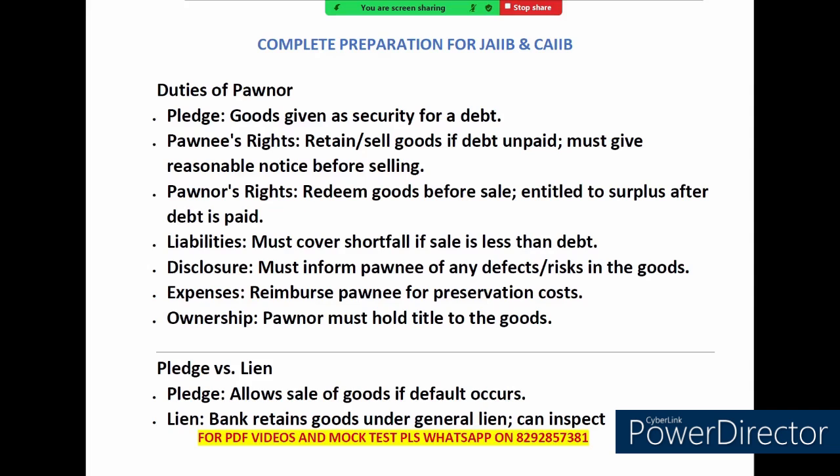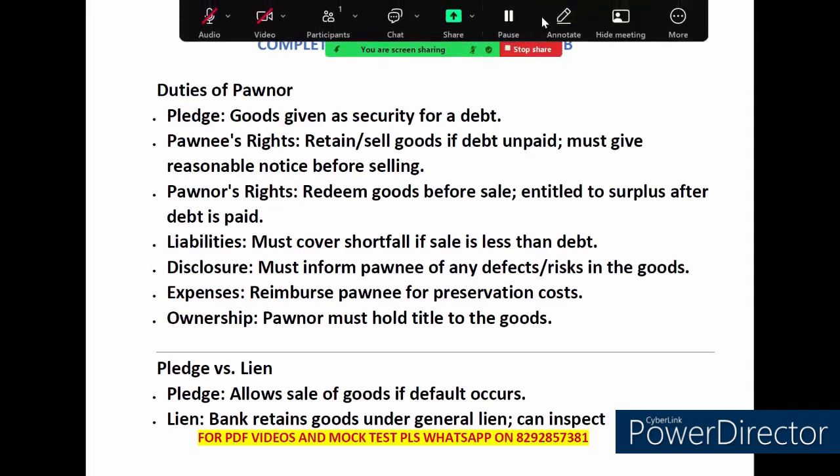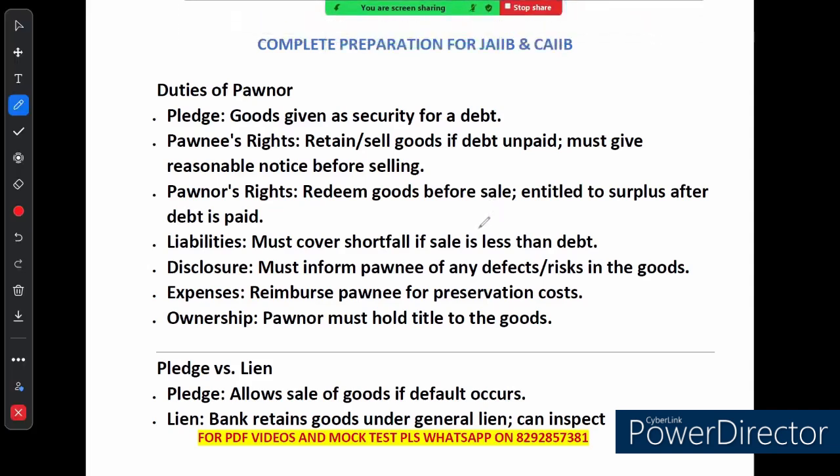See, a pledge makes you give your goods to the bank as security for the loan, right? So the pawnee, that is the bank, can retain or sell the goods if you don't repay the debt, but they must give you notice before selling.